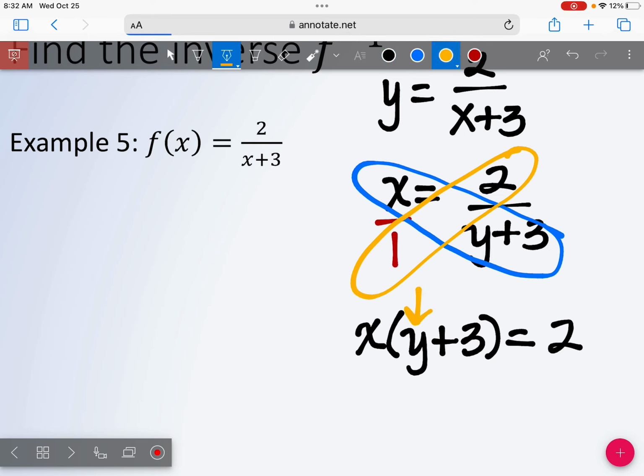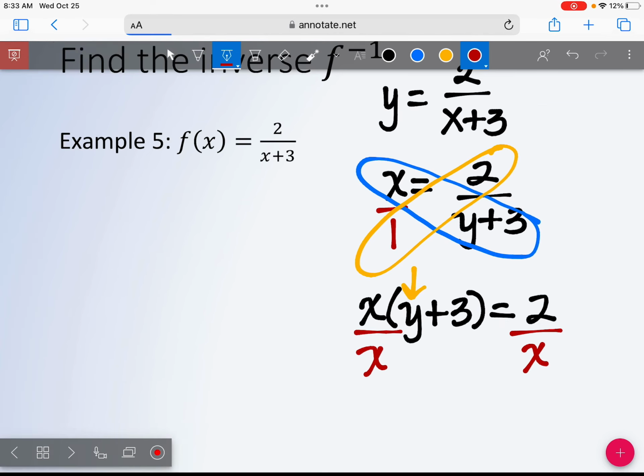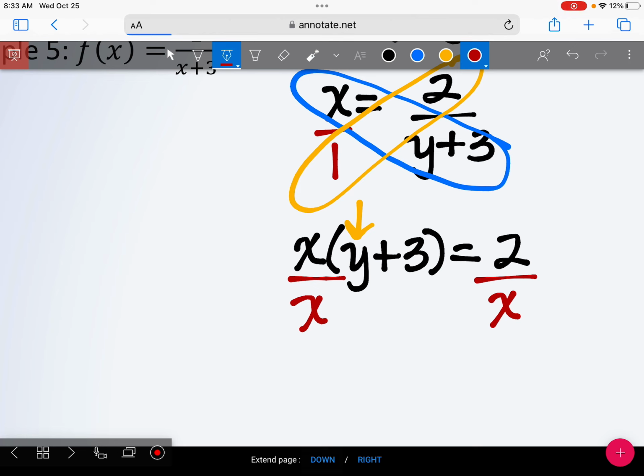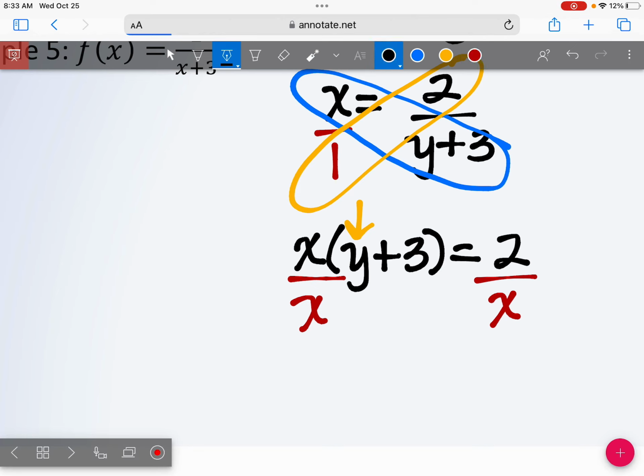Then I'm trying to solve it for y. The easiest way to do this is not to distribute the x, but to just get rid of the x. How could I do that? Divide both sides by x. So when I divide both sides by x, I have y plus 3 equals 2 divided by x.